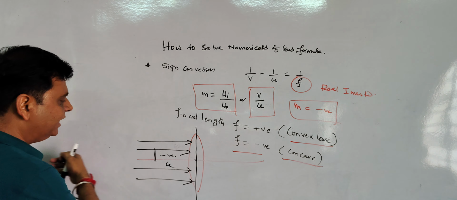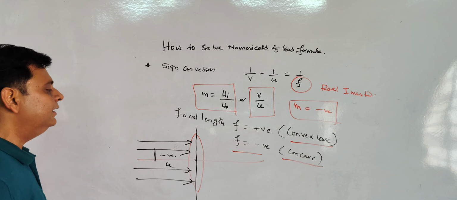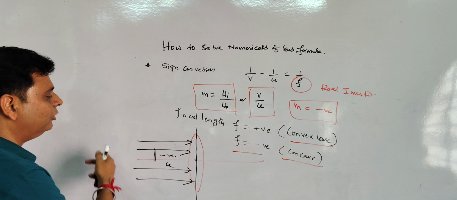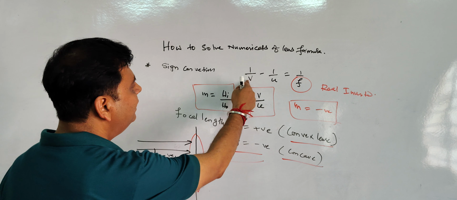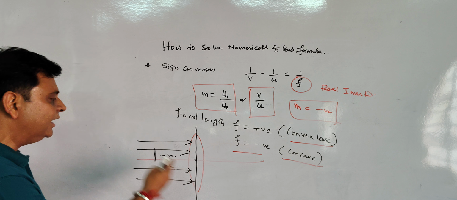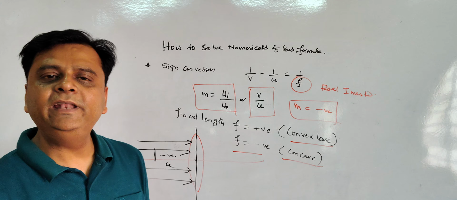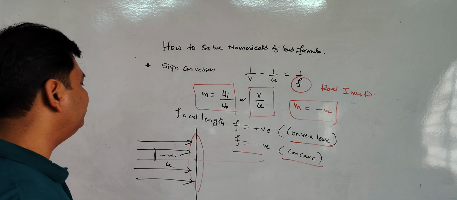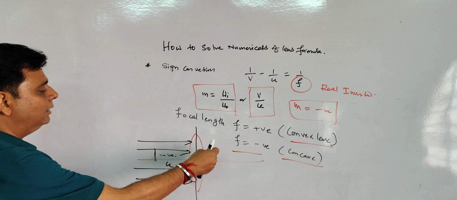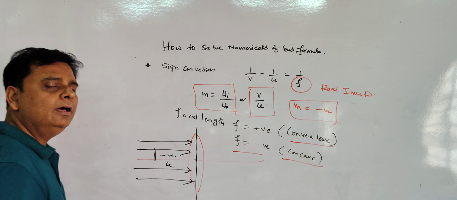u is negative in front of the lens, or against the direction of the incident light. Similarly, if your v is present in front, then in that case v will also be negative because it is against the direction of the light, or you are moving in front of the lens.